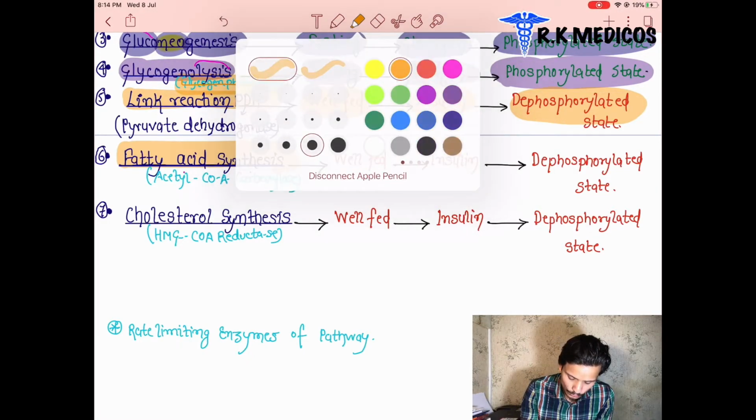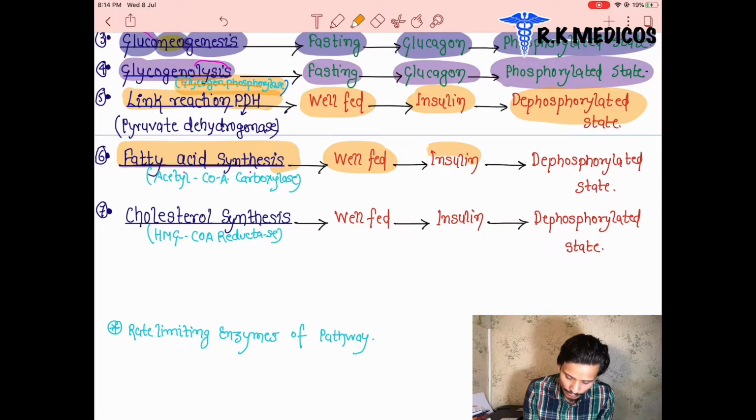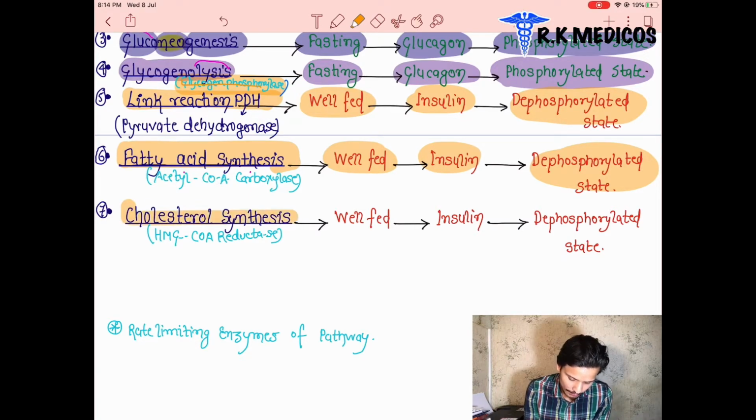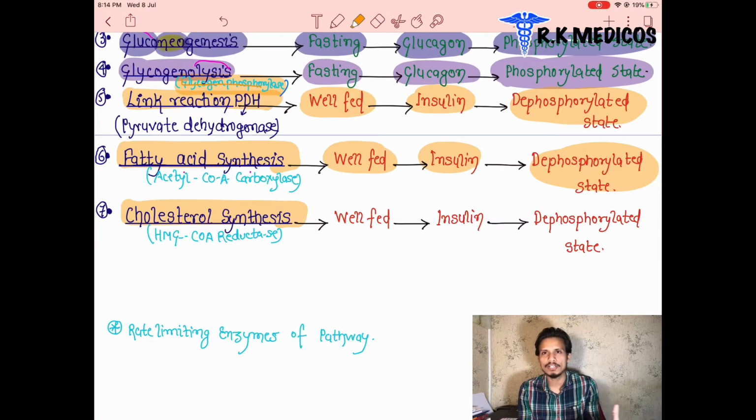And this leads to which hormone being used in the well-fed state? Insulin. Again there is a dephosphorylation of these enzymes. What are the enzymes responsible for fatty acid synthesis? All these enzymes get dephosphorylated and are in their active state. Next we can see cholesterol synthesis. When does cholesterol get synthesized in our body? It also happens in the well-fed state. We are going to see everything in detail.